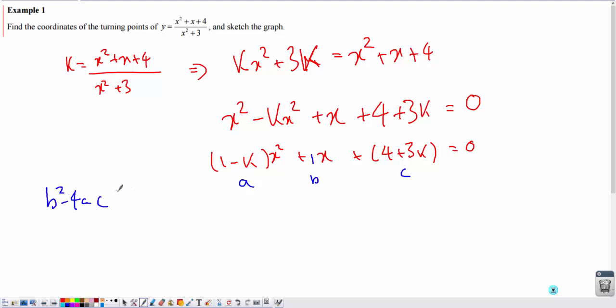Now, we want to find the turning point, so we make it equal to 0, and then we find what? So that means b is 1, remember? Not x squared, sorry, b is 1. If you're not sure, just write equals, so b is 1. So it's 1 squared minus 4 lots of a, which is 1 minus k, and c is 4 plus 3k. And we're solving for when this is equal to 0. Hopefully I haven't made any mistakes with my algebra yet.